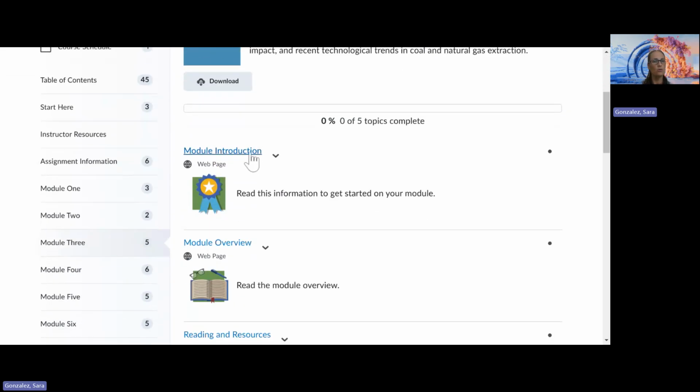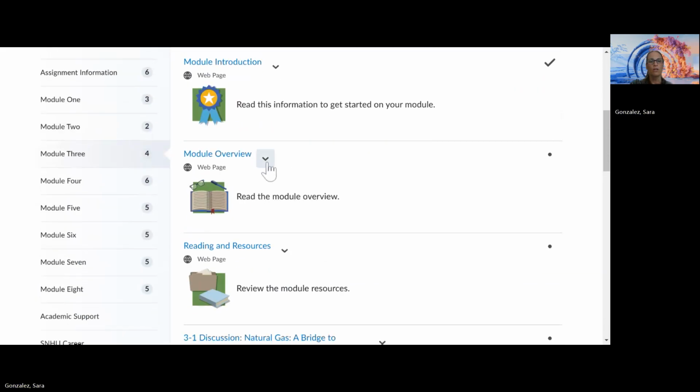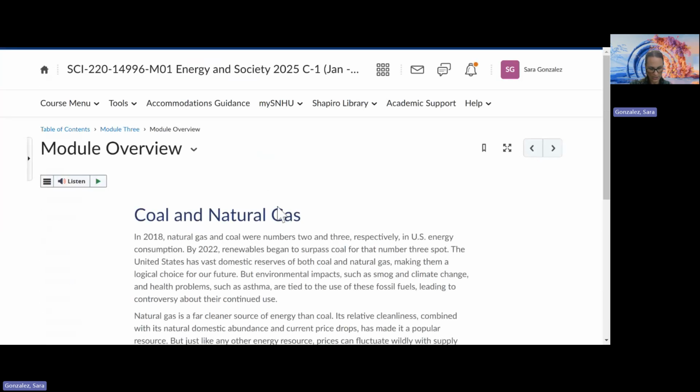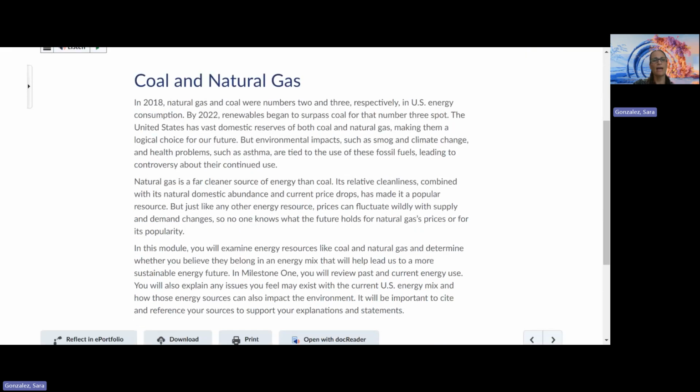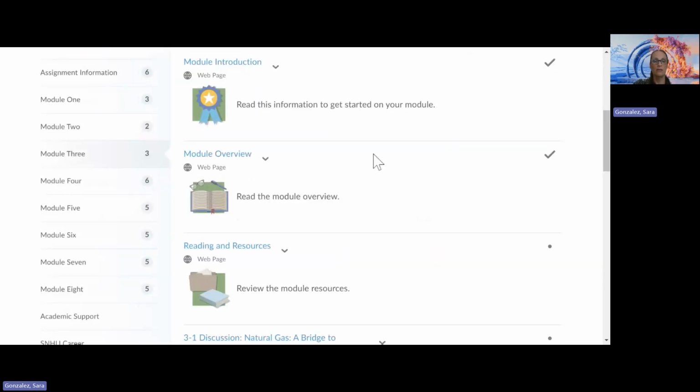So for your module introduction, take a look at pretty much what we're going to be learning here. So looking at the impacts of fossil fuel emissions, like coal emissions, carbon dioxide, sulfur dioxide, particulate matter as well, and then looking at that bridge fuel technology from coal to renewable energy. Here's the quick overview again of what we're going to be talking about. So kind of going a little bit into the history here of coal and natural gas, looking at 2018, looking at some newer information here. So how we're looking at energy resources, coal, natural gas, and then looking again at the overall energy mix here.